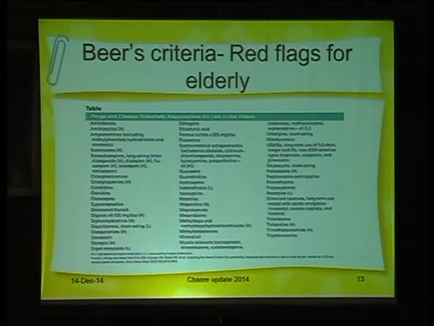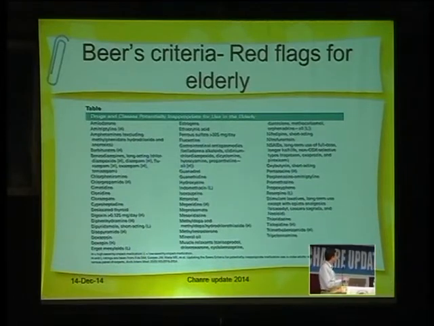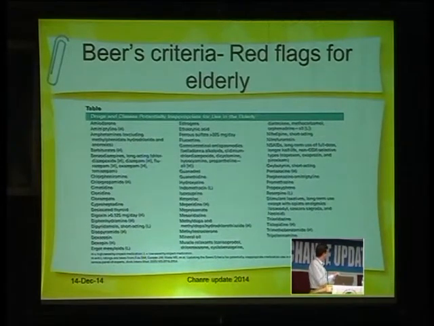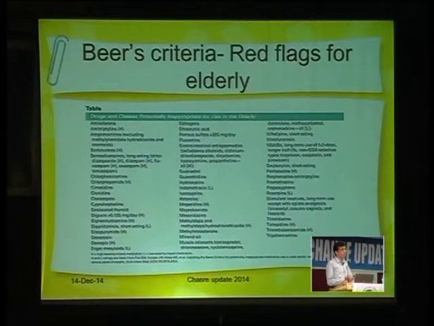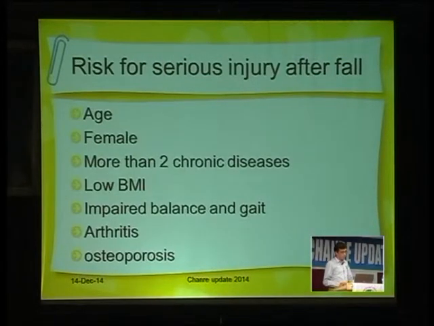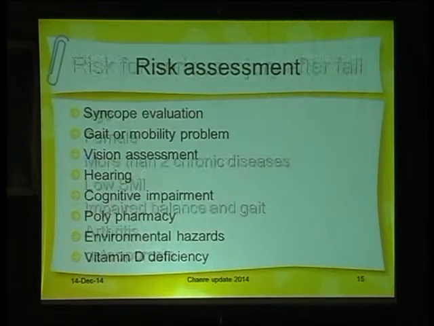This is one, the Beers criteria. You can look at the internet. There are nice websites which list drugs that are inappropriate in the elderly. I'm not going to look at all the drugs here. I'm sure Dr. Benjamin would discuss this area, but it is available. Just search Beers criteria, drugs for elderly, and you get the chart of drugs which could be inappropriate in the elderly. I think I'll skip this.